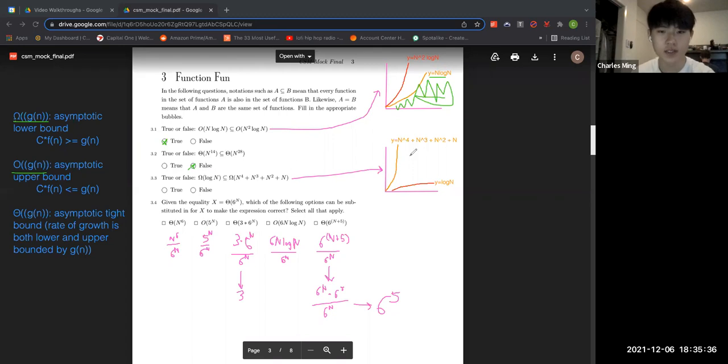For question 3, we're working with big omega, which is a lower bound, and we see that log n is less than n to the 4th plus n cubed plus n squared plus n. And so looking at the graph, there can be functions that are lower bounded by log n, but not lower bounded by n to the 4th plus n cubed plus n squared plus n. For example, something like this. And so that's clearly a counterexample, and so the answer is false.